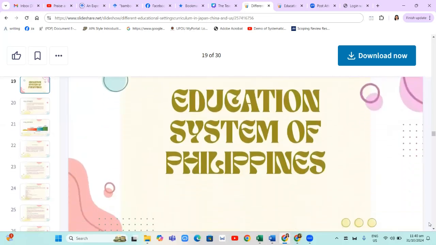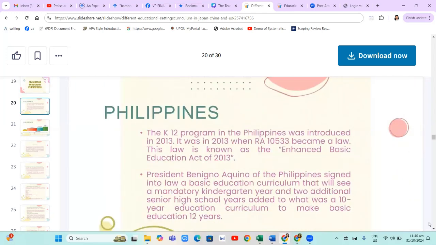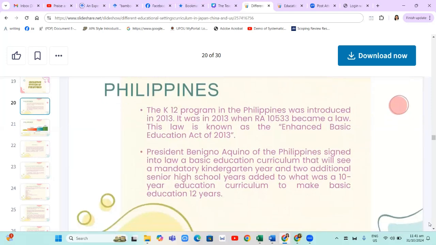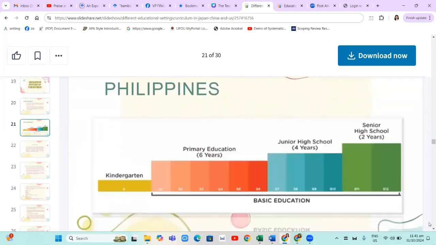Now let's have the education system of the Philippines. The K-12 program in the Philippines was introduced in 2013. It was in 2013 when RA 10533 became a law. This law is known as the Enhanced Basic Education Act of 2013. President Benigno Aquino of the Philippines signed into law a basic education curriculum that will see a mandatory kindergarten year and two additional senior high school years added to what was a 10-year education curriculum to make basic education 12 years.